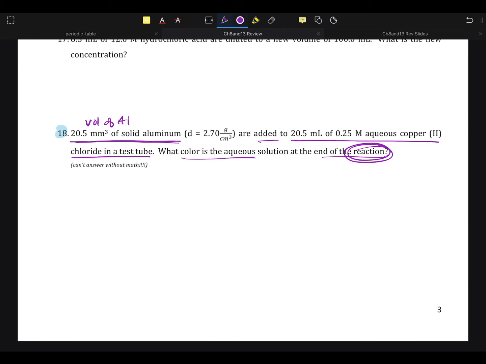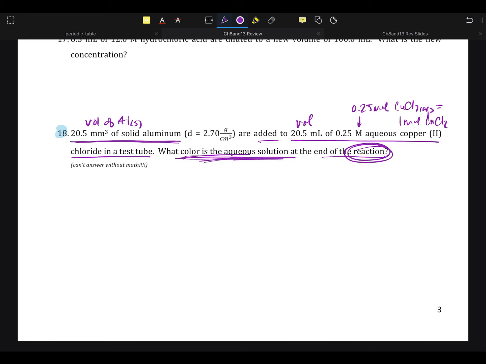And here is my volume, here is my molarity, so this is 0.25 moles of CuCl2 aqueous are equal to 1 liter of CuCl2. Make sure we write that out so I see it and I know that. And I also have a volume of aluminum solid here. So what is this question really asking? It's asking us for the color at the end.